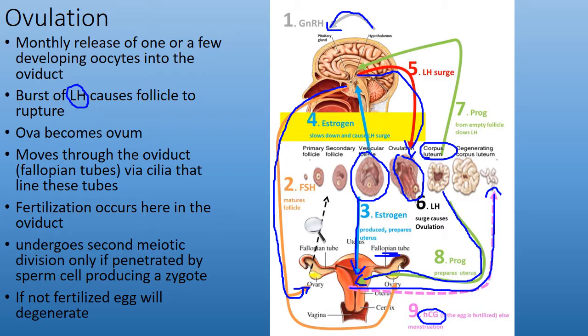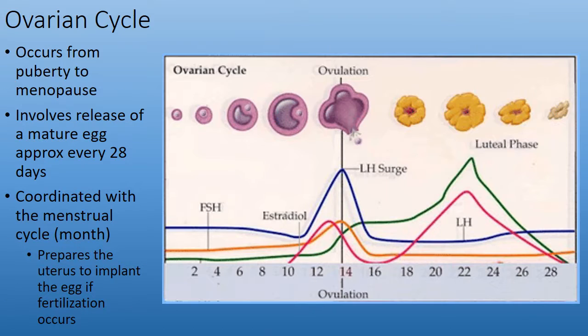If fertilization does not occur, the uterine wall will shed. We see menstruation and the preparation of the uterine wall for the next time that a female will release an egg. Again, the ovarian cycle is about 28 days. We see ovulation at about day 14. The LH surge causes the follicle to release the egg.